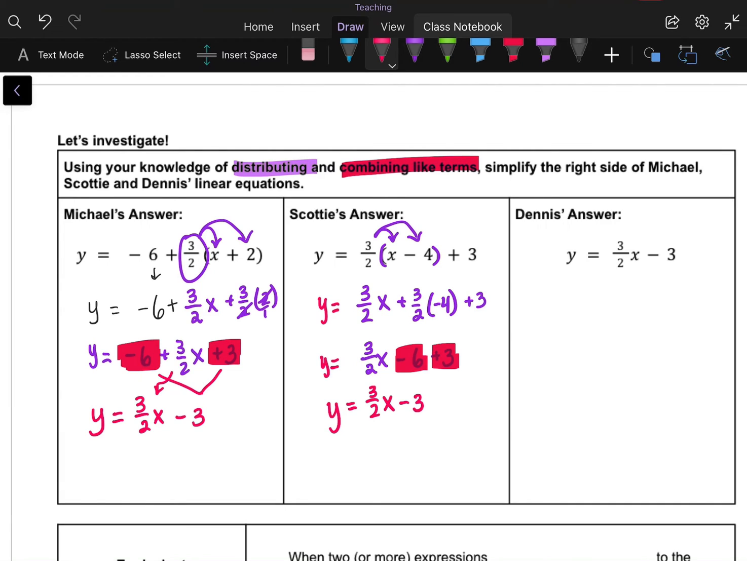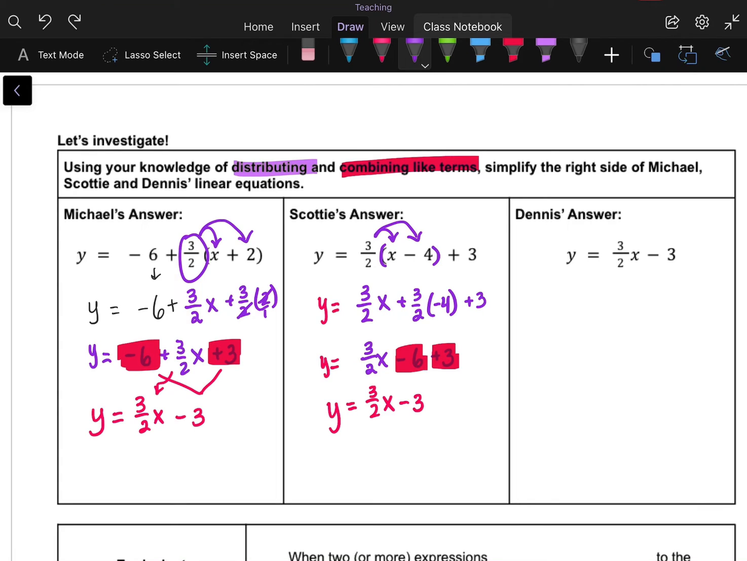All right, and take a look at Dennis's answer here. Can we simplify this one any further? Yeah, hopefully you saw there's nothing to distribute here. There's no parentheses, so I don't have to distribute, and these are not like terms. One has an x and one doesn't, so Dennis's answer is actually already simplified.